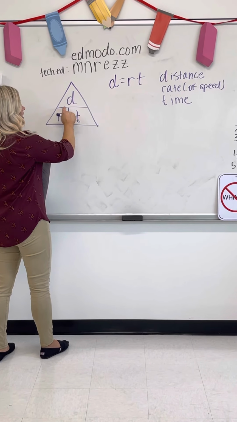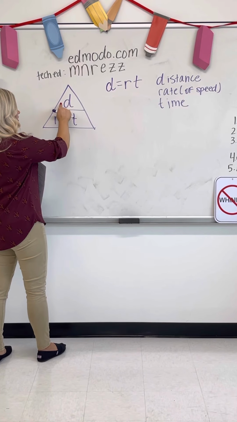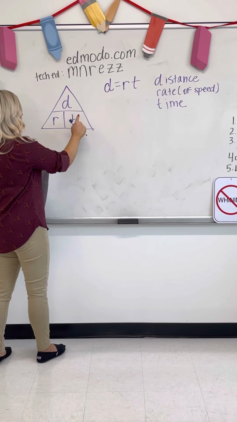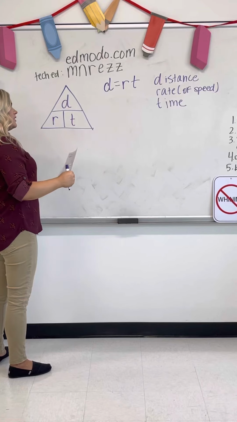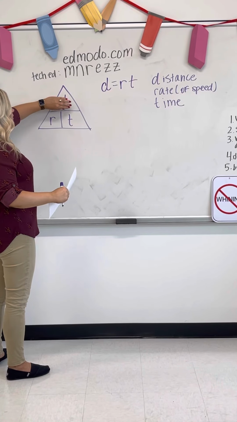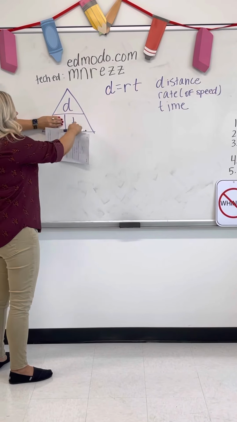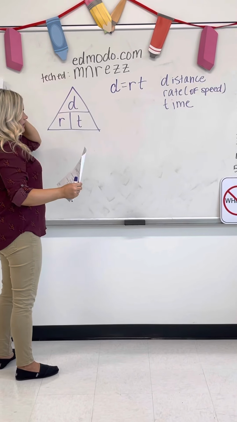Just think of this line right here like a fraction line. This would go on top, this would go on bottom. This would go on top, this would go on bottom. You're just going to cover up whichever variable you're looking for, and you will divide or multiply as necessary.